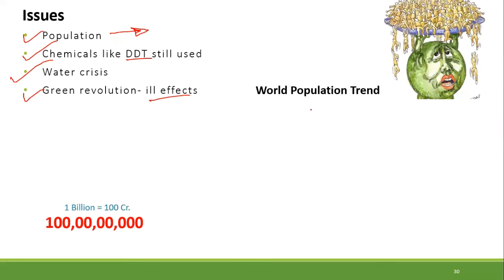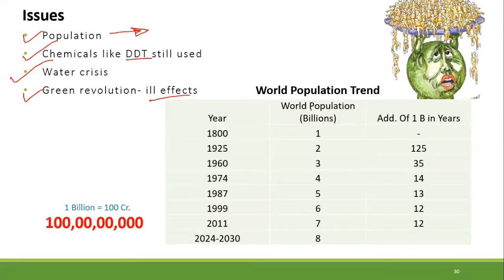Okay, let me tell you about the world population first. Sanjay, you want to tell something? Yeah, you can continue. The population of India is 136.6 crores. Okay. Thank you. Correct.